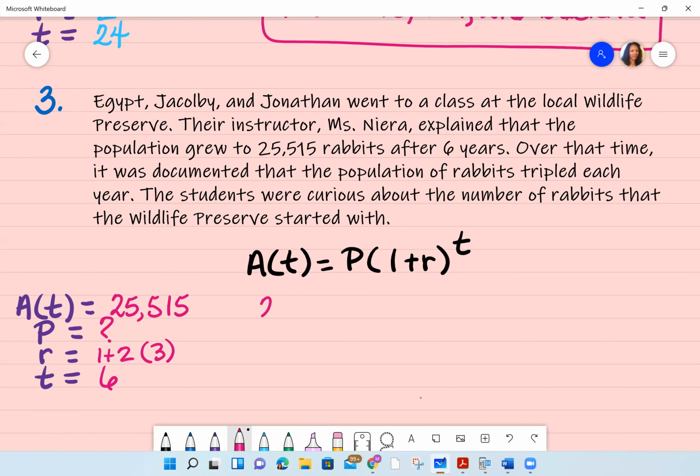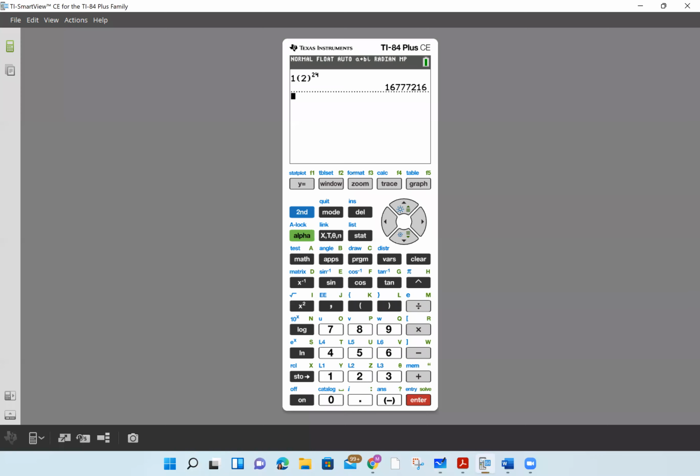So A of t is 25,515. P is what we're trying to find. The formula says to multiply P times the quantity of 1 plus 2. In our case, we're going to just change that to 3. Let's just make it easy. So that's tripled, and then raise that to the 6th power. If I ever have the variable next to my exponent, I want to simplify the exponent first. So that's what we're going to do. Go to the calculator. 3 raised to the 6th power is 729.